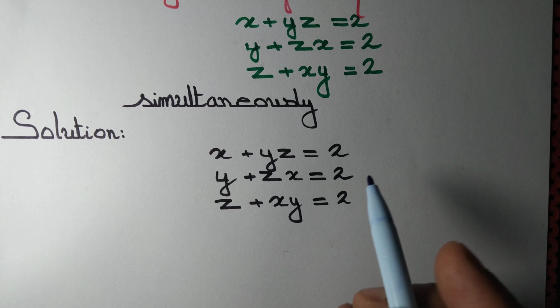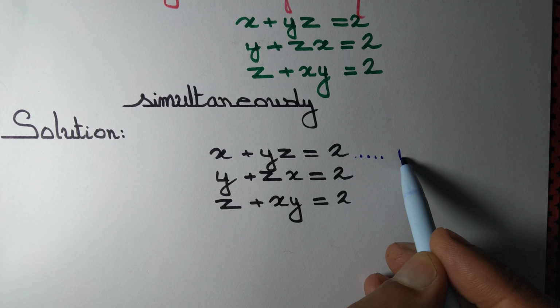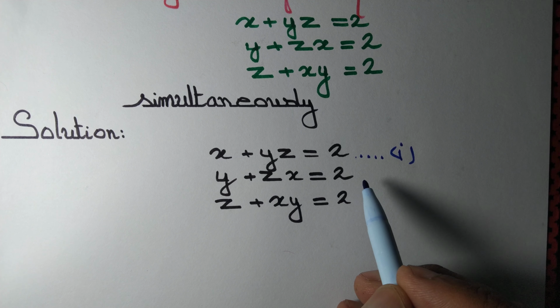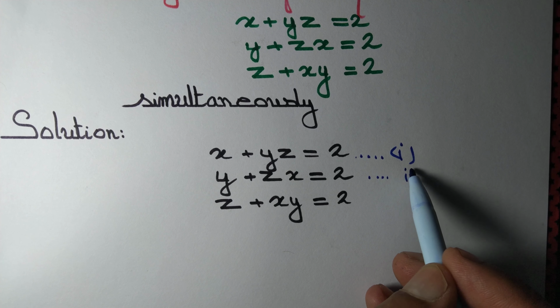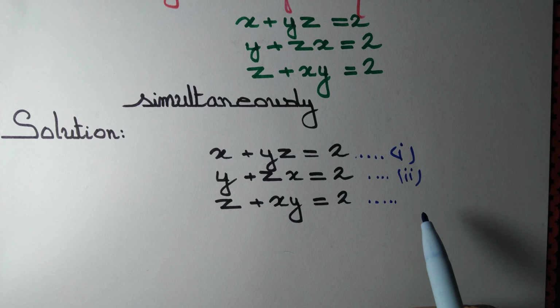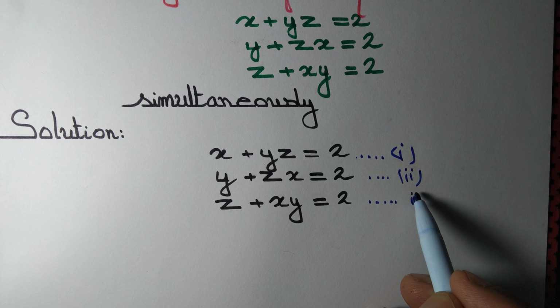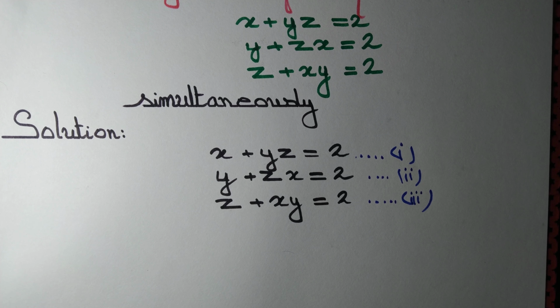x plus yz equal to 2. Let's write this as equation 1. y plus zx equal to 2. Let's write this as equation 2. And z plus xy equal to 2. Let's write this as equation 3. We want x, y, z such that those x, y, z will satisfy all the three equations.